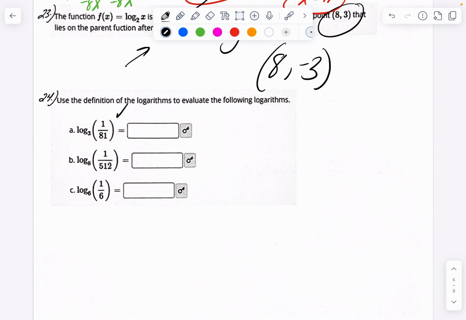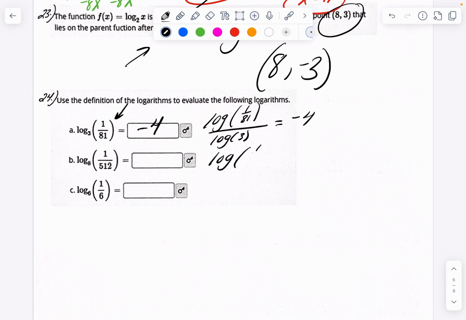When it says evaluate, that just means calculate. Again, you could just use the change of base formula. So you'd say log of 1/81 divided by log of 3, and then put it in your calculator. Anytime you're calculating a logarithm, let's just make our life easy and do the change of base formula, then we don't have to overcomplicate it. It calculates to be negative 4.